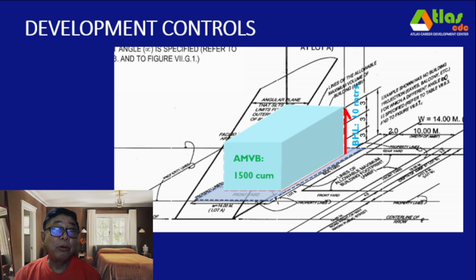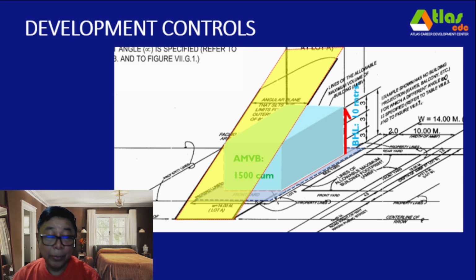Now, there is a requirement in the code that an angular plane is to be considered emanating from the center of the road right-of-way. So if that is the case, then there is a possibility that a portion of this volume of building will be chopped off because it will be extending beyond that angular plane. So if we are going to consider this angular plane, there is that portion of that volume of building which will be chipped off because it will be extending beyond that angular plane.